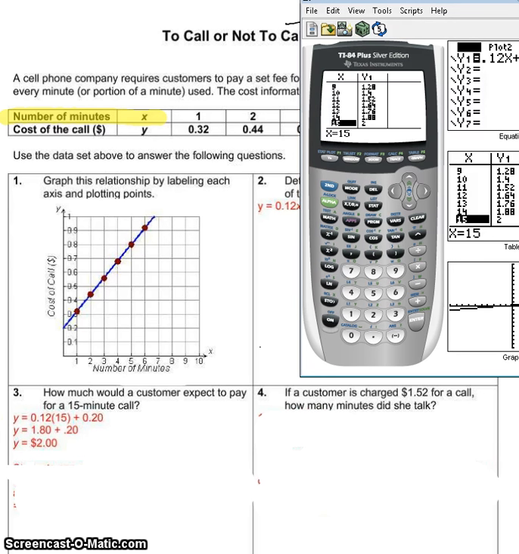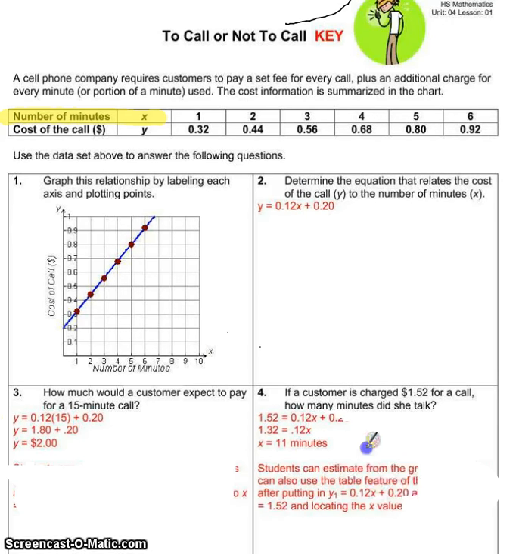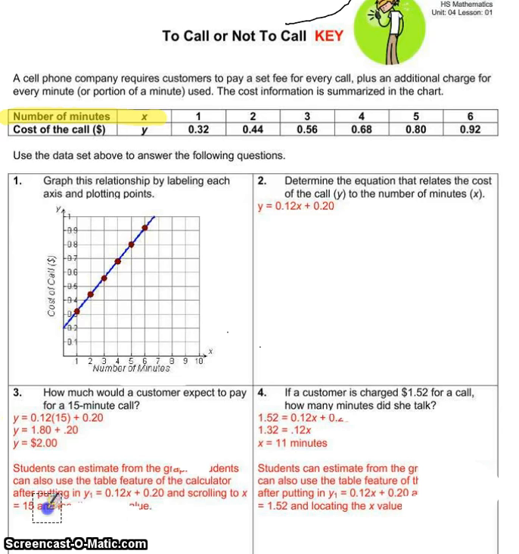So now I want to know, what if a customer is charged $1.52 for a call? How many minutes did they talk? Can I also look at my calculator and look at where 1.52 is, which is right there, and see that they talked 11 minutes. So I'm going to go ahead and reveal that. I could also plug that into the equation and solve it. Now the notes at the bottom are just telling you how you can use your calculator, which we just went over, to find those things as well.